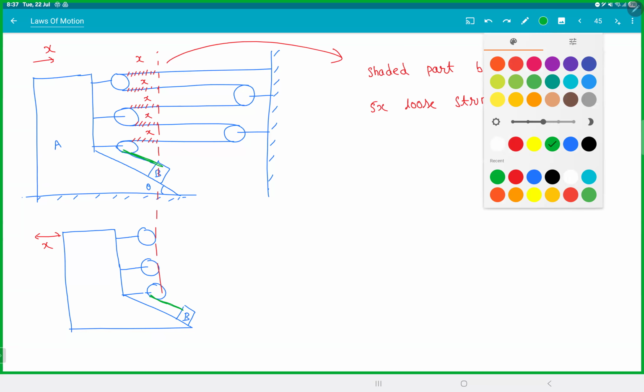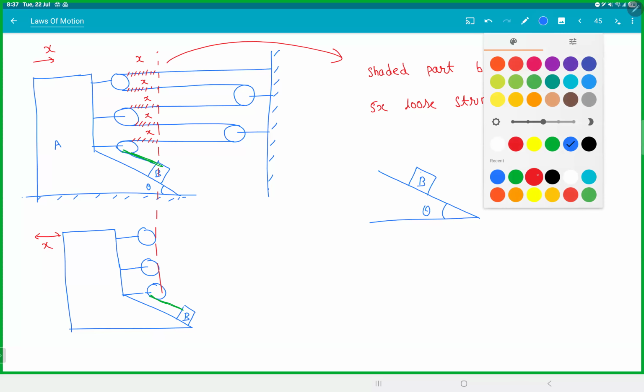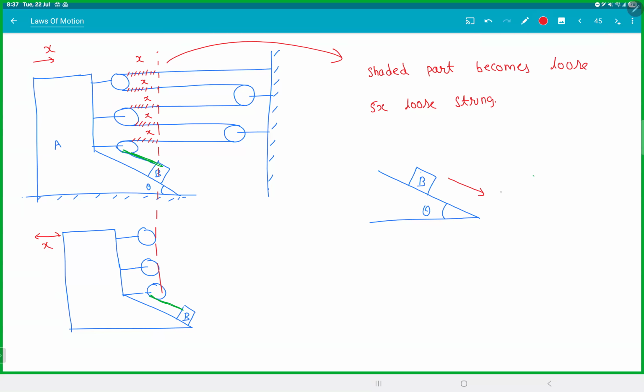Next, if you look at this block B, two things are happening to it. Because of the loose string, it is going downward by 5x. And remember, this block B also has gone x forward. If you see from this position to this position, even B has moved x forward. So B has done two things. One, it came down the incline, and it also has gone x in the forward direction. Is the path of B clear, everyone?